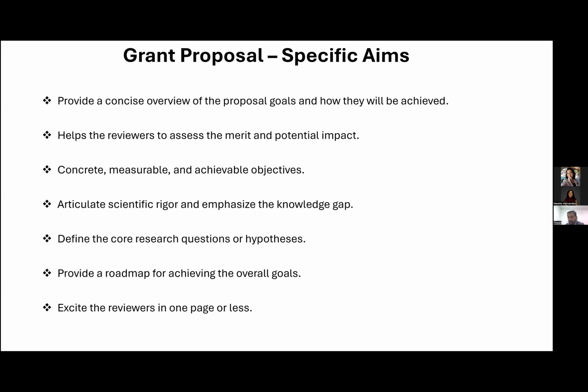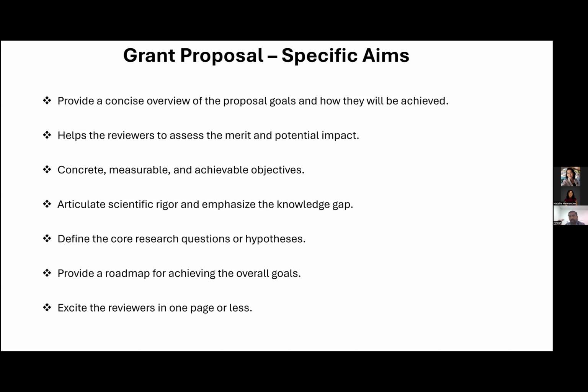It should be concrete, measurable, with achievable objectives. Those objectives should be achievable within the short time frame and the budget amount which the funding agency is giving. And always give emphasis on scientific rigor. Scientific rigor means what has been done and how extensively the research is ongoing in that area, as well as what are the gaps in the knowledge. Emphasize the gap in the knowledge. So we need to have that section there.